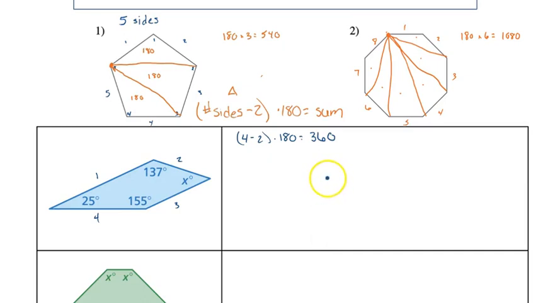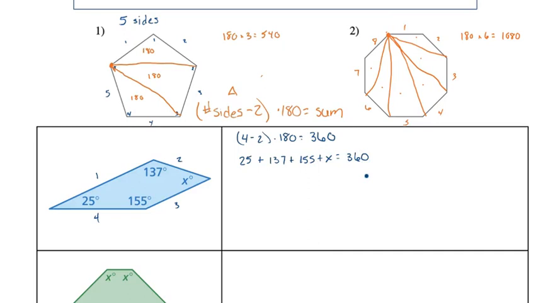But that's not enough. All we do is know how much is inside. What they really want to know is x. Well, to find x, that means that all of these add up to equal 360. So it wouldn't matter where I started. I just need to put all my numbers together. So I have 25 plus 137. I'm going to put all the constants together, plus 155 plus x. All of this adds up to make 360.